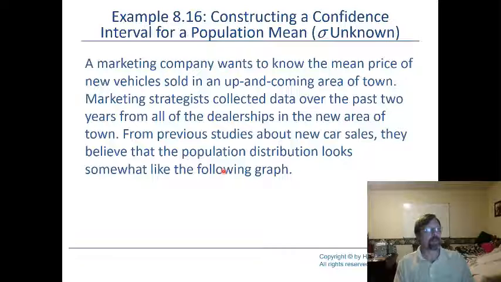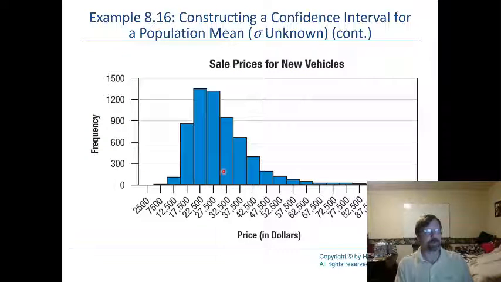Okay. So if we're looking at a marketing company and we want to think about the mean price of new vehicles sold in a growing area of town, we've collected data over 2 years from all the dealerships in that area and looked at new car sales. And we think the population distribution looks like this. So this tails off to the right.